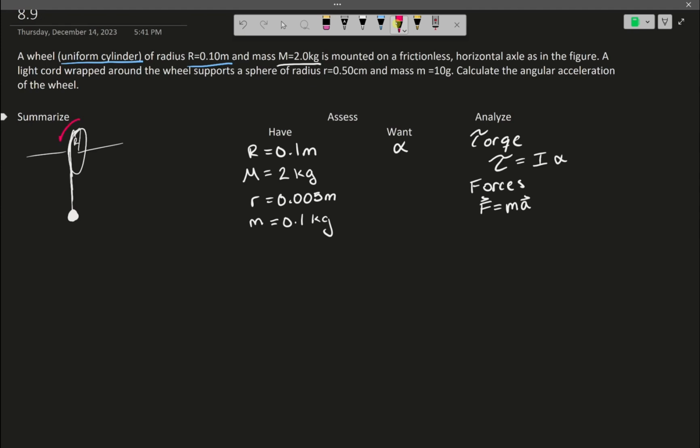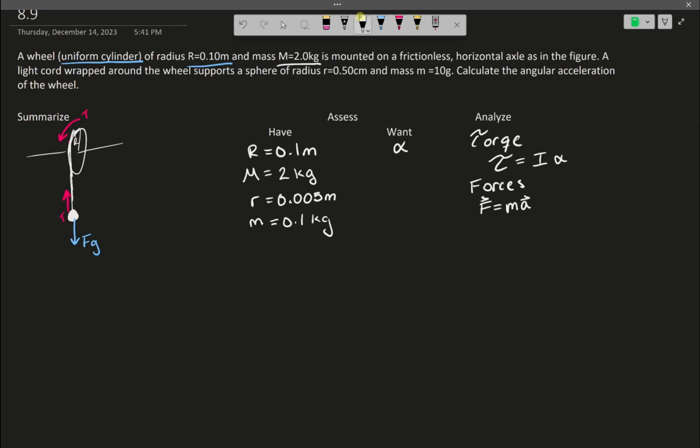So I know that something is going to cause this object to start rotating. I'm going to have my force of gravity pulling down, and I am also going to have this tension force in the opposite direction. So this tension force is what's going to cause my disc, my wheel or my uniform cylinder here, to start rotating. So let's see if we can start to solve this problem.